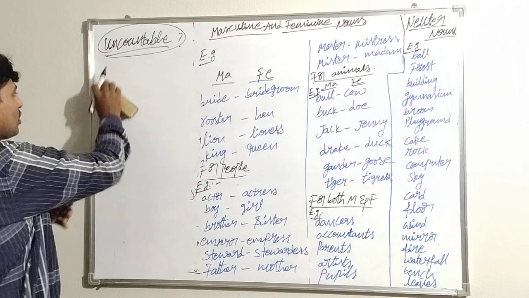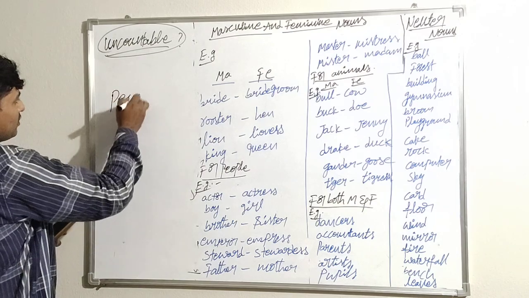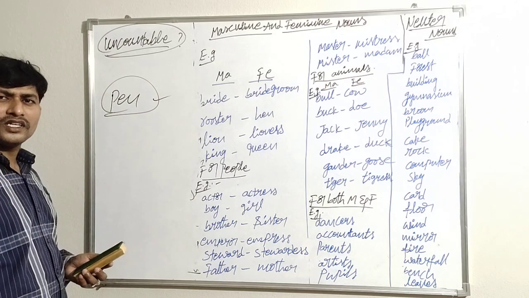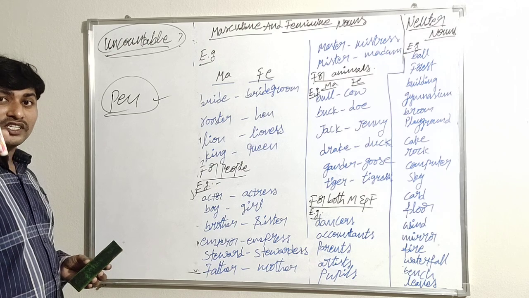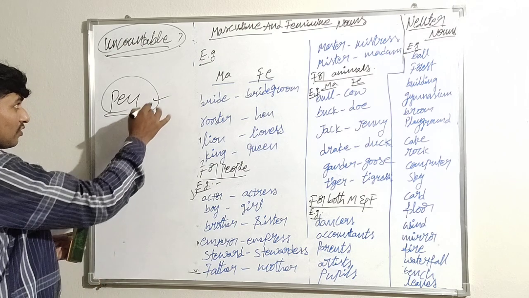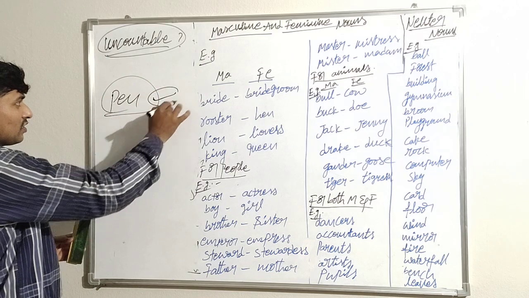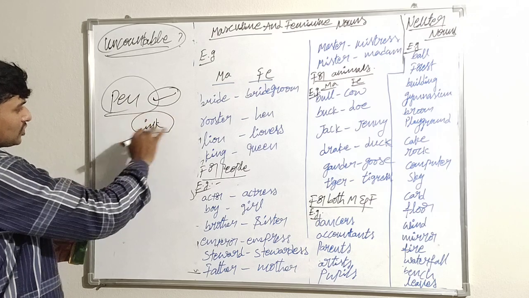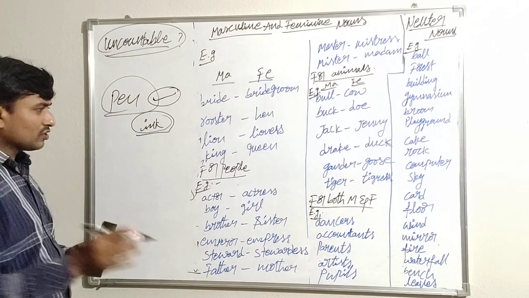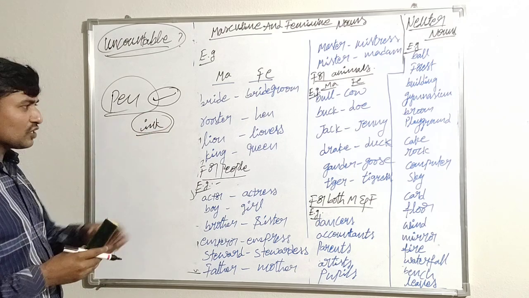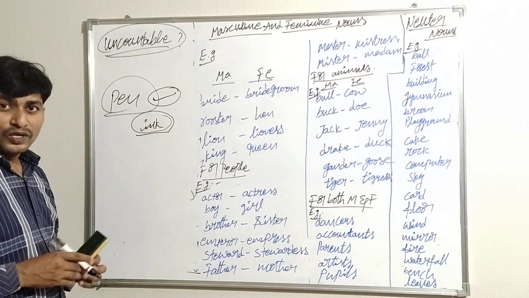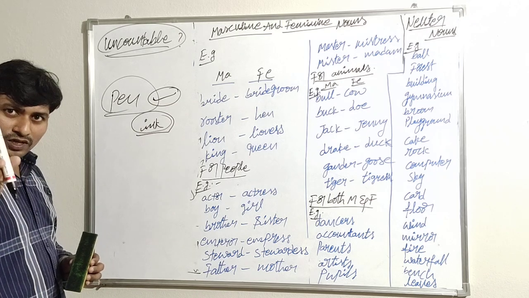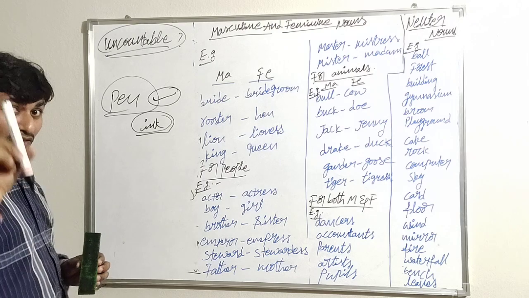Suppose, see here, man we are able to count, pen we are able to count. Take your pen. Is it possible to count or not? Yes. This is one pen. How many pens here? One pen. So, it can be counted, and that's why it is a countable noun. But for the pen, for writing, what are we using here? Ink. Pen you are able to count. But are you able to count this ink? Try to count this. Impossible. Pen is possible to be counted, so it is a countable noun.